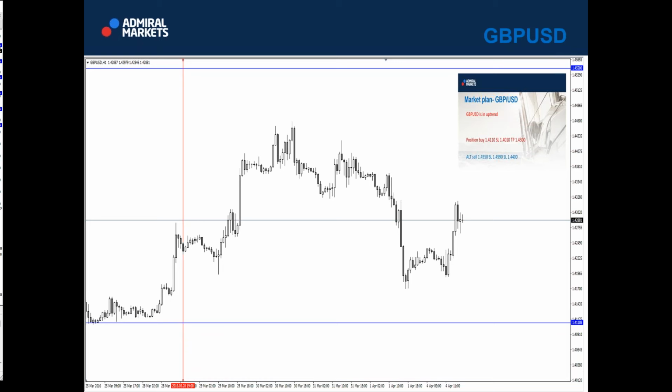So we waited for this level. We don't take shallow retracements, and this was a very shallow retracement. It's always better to wait for a deep retracement. It didn't hit this level, so no trade from GBP.